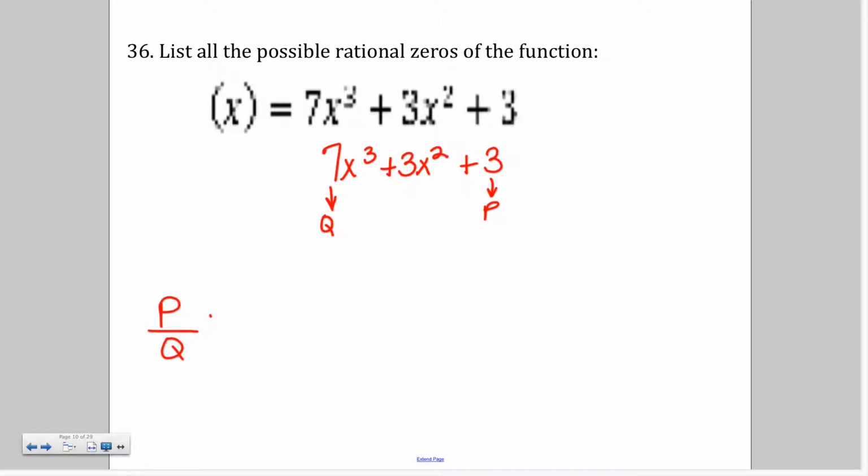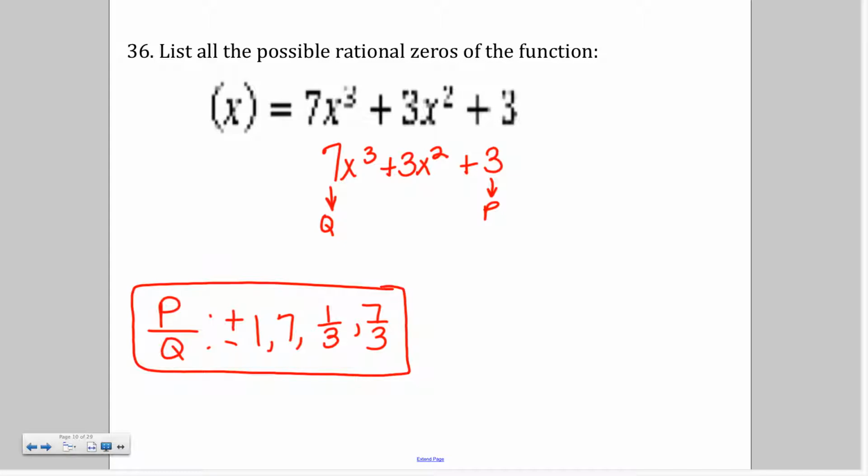I'm just going to go ahead and give you the answer since I've already done 2 of these with you. But it's going to be plus or minus 1, 7, 1/3, and 7/3. That is all your possible. Now, if it said to find them, then you're going to have to do synthetic division.